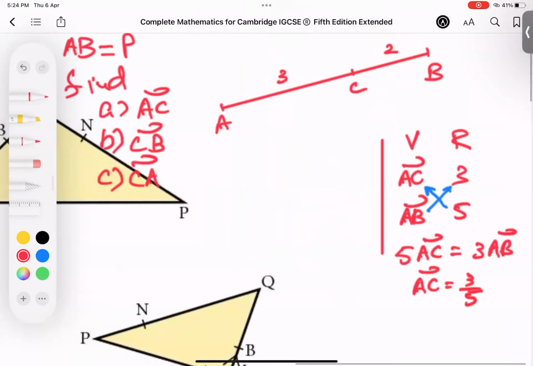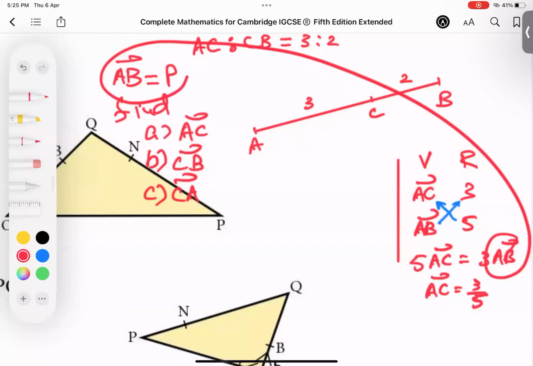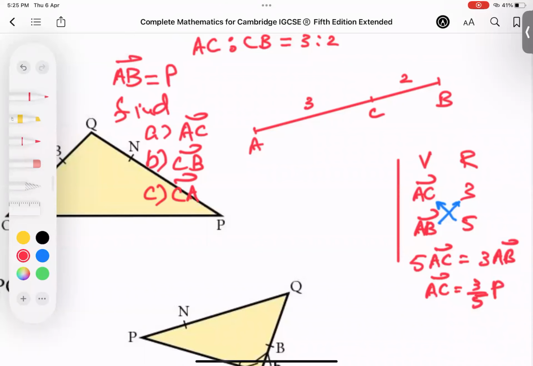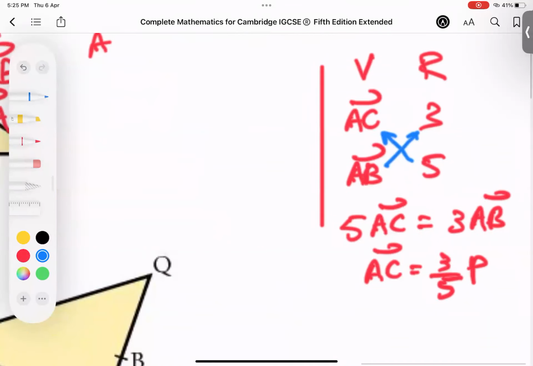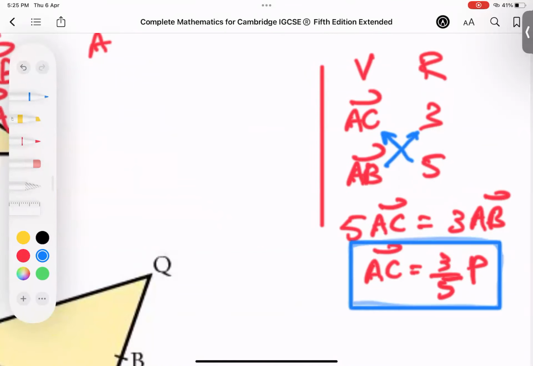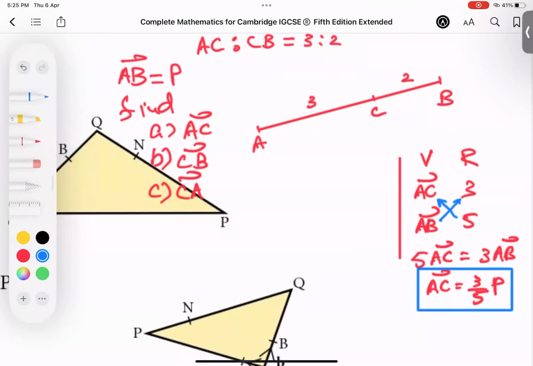But what is AB, students? The AB vector is equal to what? P. And Mabruk, this is my final answer. And I believe you got the idea. Alhamdulillah Rabbil Alameen. But don't worry, I'm going to do another question, another part.